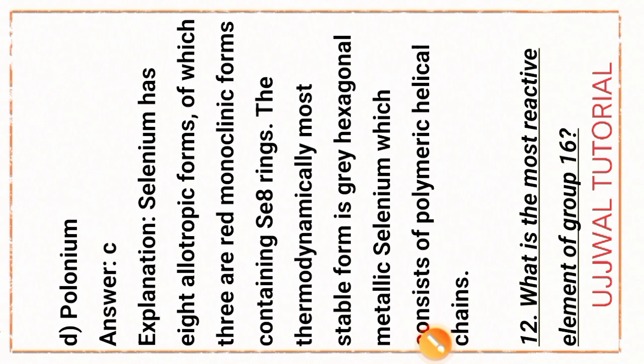Selenium has 8 allotropic forms, of which 3 are red monoclinic forms containing Se8 rings. The thermodynamically most stable form is gray hexagonal metallic selenium, which consists of polymeric helical chains. Okay.